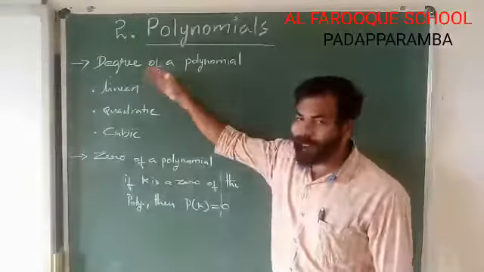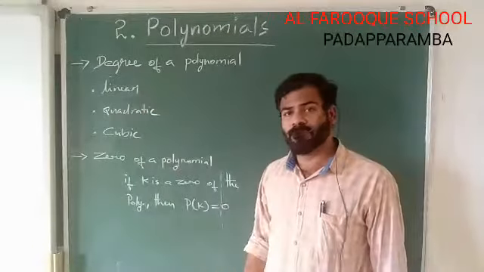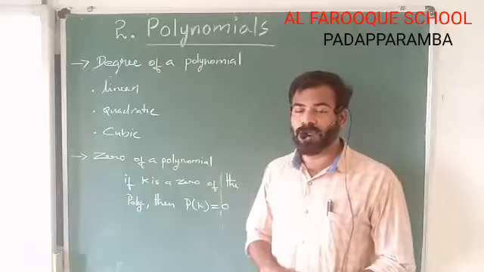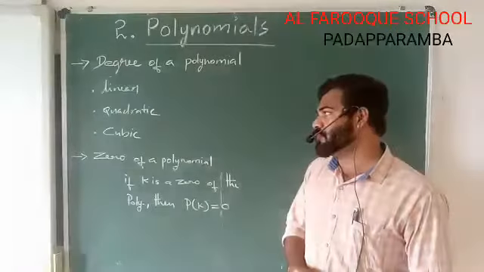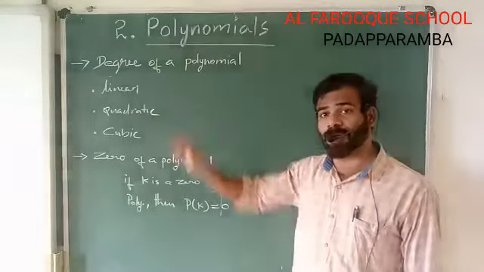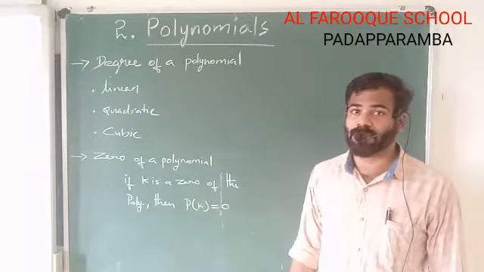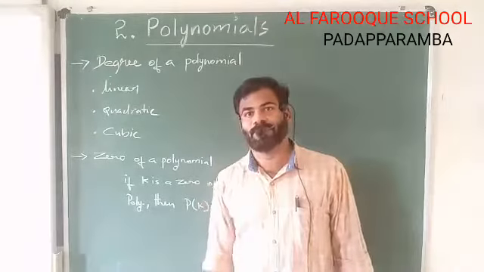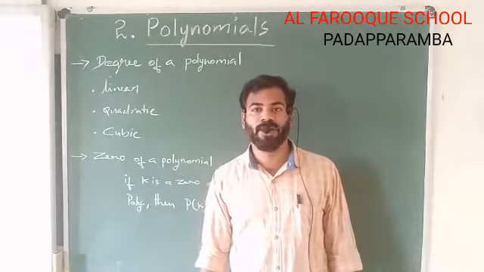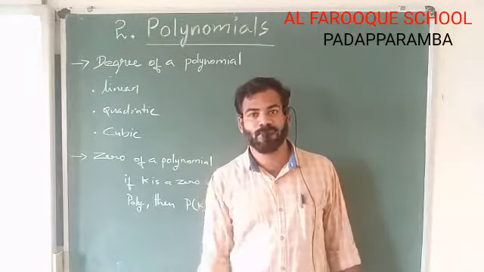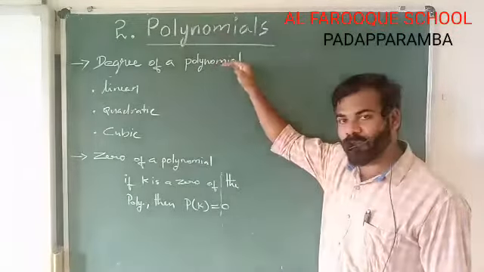What is meant by a linear polynomial? A linear polynomial is a polynomial with a degree 1. So, what is a quadratic polynomial? Yes, a quadratic polynomial is a polynomial of degree 2. Similarly, a cubic polynomial is a polynomial with a degree 3. Okay, so these are the points related to degree of a polynomial.